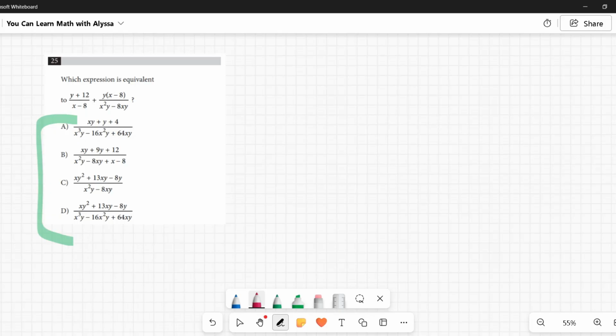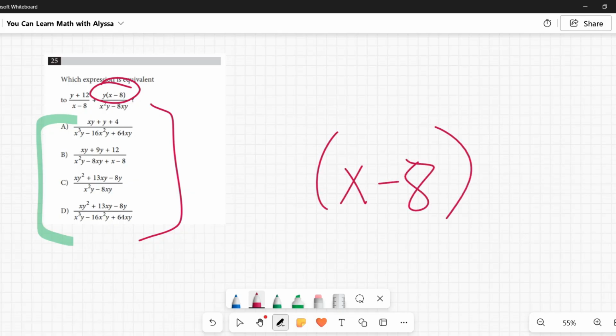Sometimes you will see things being left in binomial form. Like up here, we have a binomial y times (x - 8). And sometimes when you go down and look at the answers, you'll see an x minus 8 somewhere still lingering in there. In which case you know, oh okay, I don't need to multiply. I just need to leave that alone and do something else. That is not the case here.